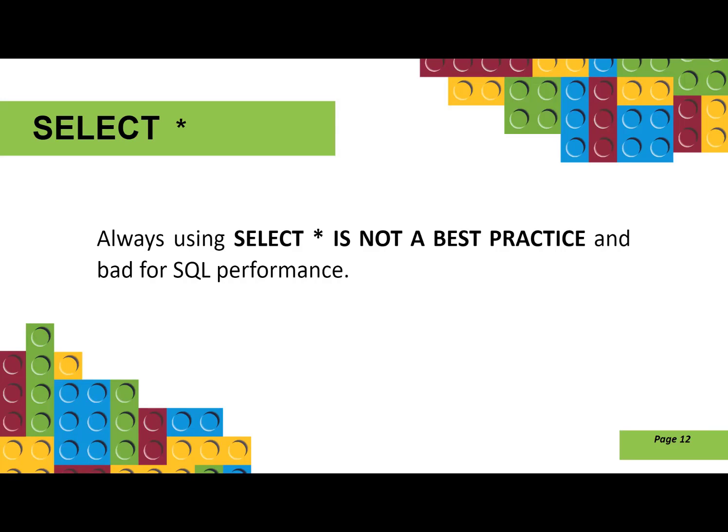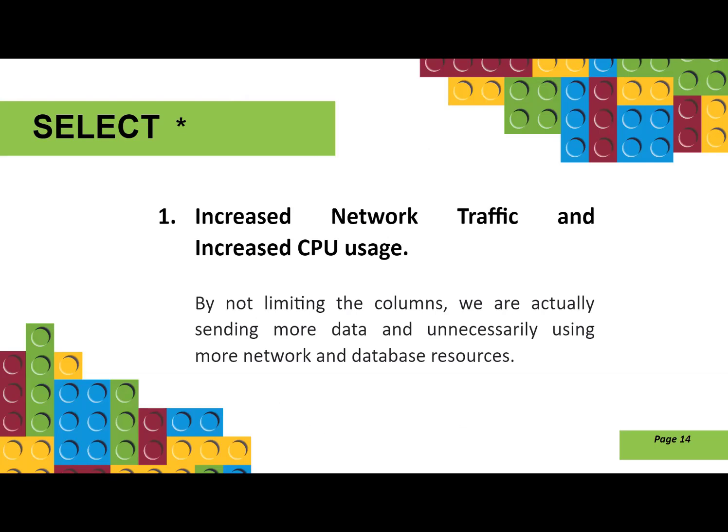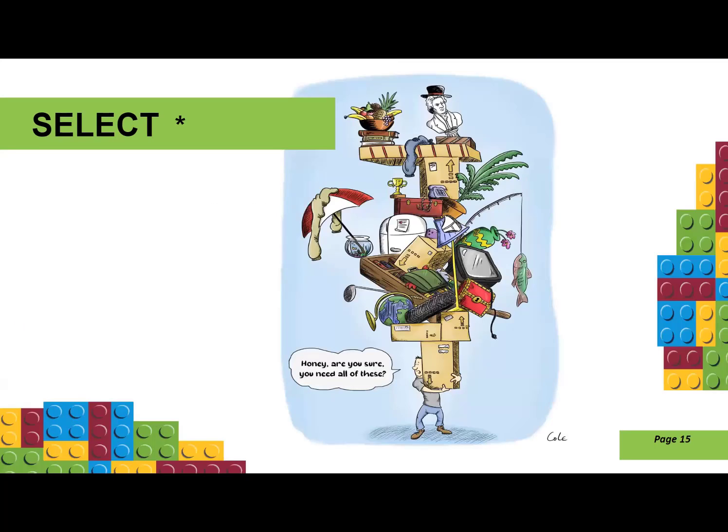Always using select star is not a best practice, and it's really bad for SQL performance, unless you really need to. Select star increases the network traffic and increases the CPU usage. By not limiting the columns, we are sending more data and unnecessarily using more network and database resources. This is the best cartoon to describe select star. We don't really need all of them.